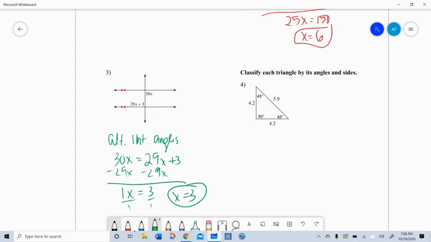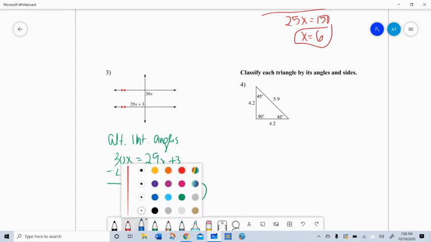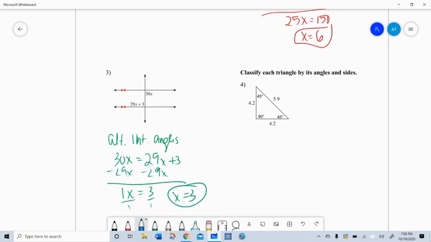And the last one, we need to classify this triangle by its angles and by its sides. And so by its angles, we see that we have a right angle, and so we'd say that this is a right triangle. And by its sides, we would see that we have 2 sides that are congruent. And so I would describe this triangle as isosceles.